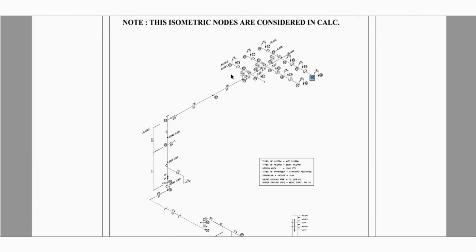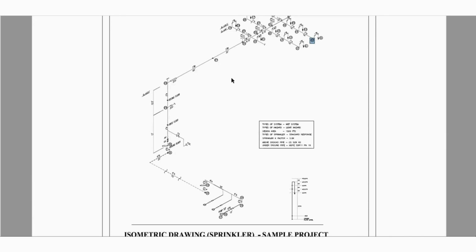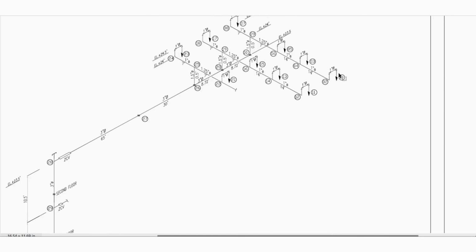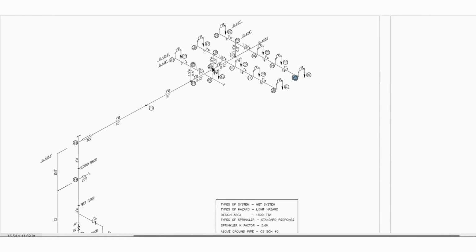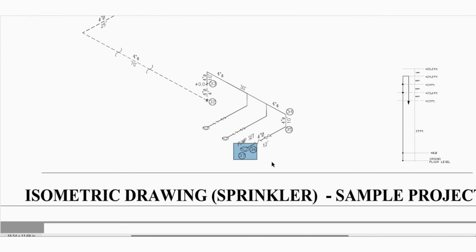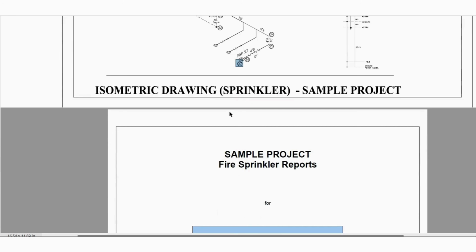So basically once we finalize the isometric in the AutoCAD, we need to enter all the data manually in Allied Fire software. Now if you look here, I have considered this as node 1, node 2, and I continuously took all the nodes till I reached the fire pump starting point. So this will be the inflow node. Please remember this will be the inflow node. Now we will enter all the data in the software.